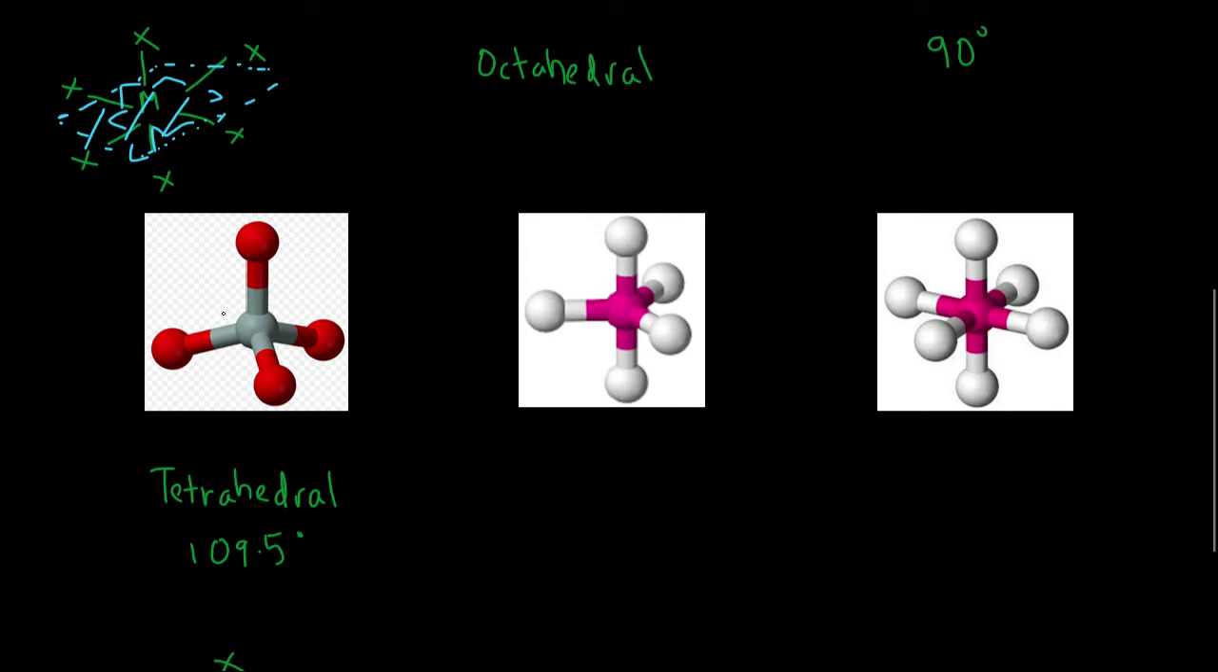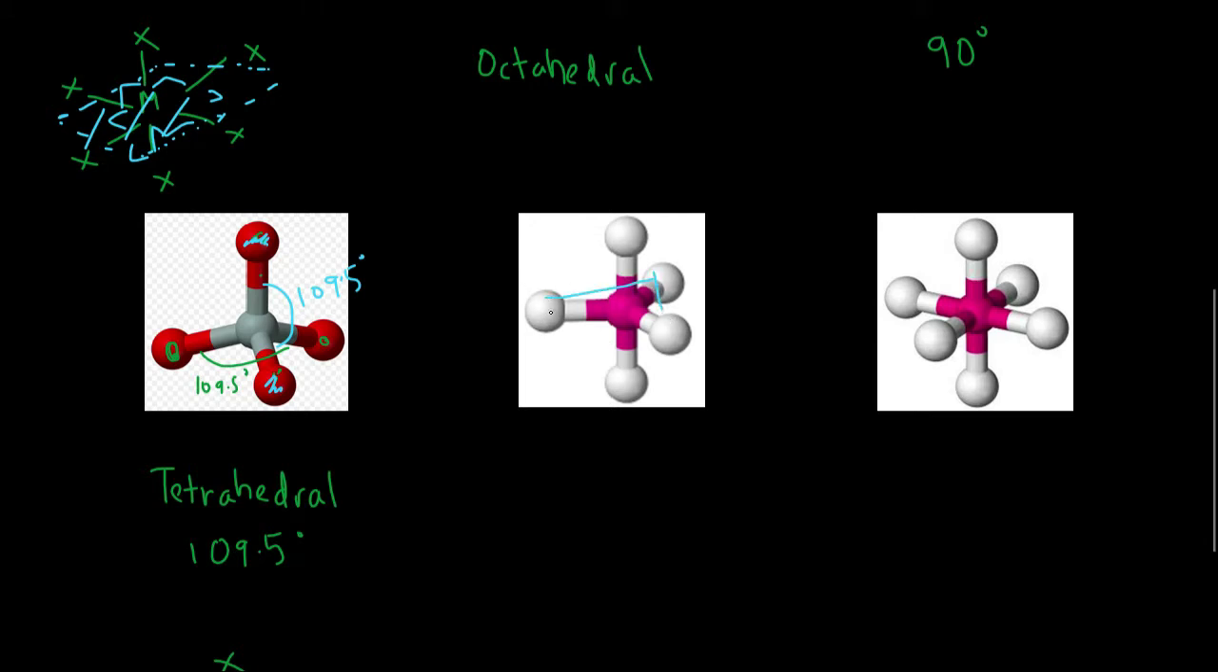So this means that the bond angle between this guy and this guy is also 109.5 degrees. It goes all the way, 109.5 degrees. The bond angle between this guy and this guy. Let me change the color so that it's easier to see. So the bond angle between this guy and this guy is also going to be 109.5. So that's that.